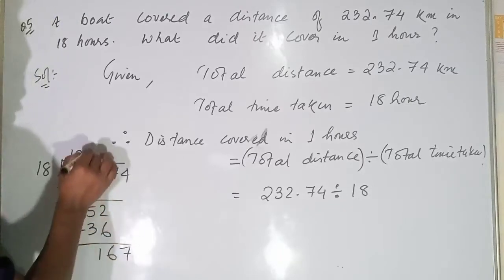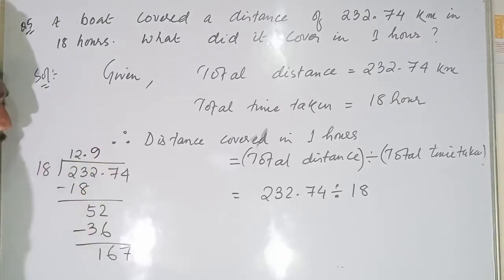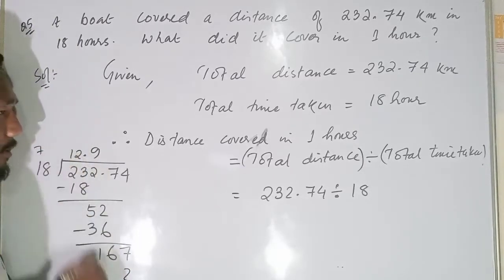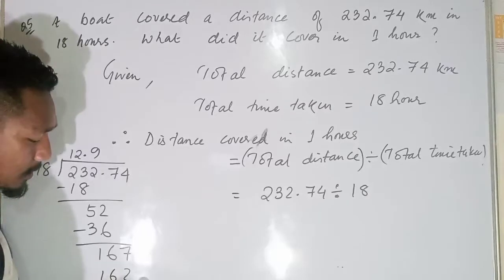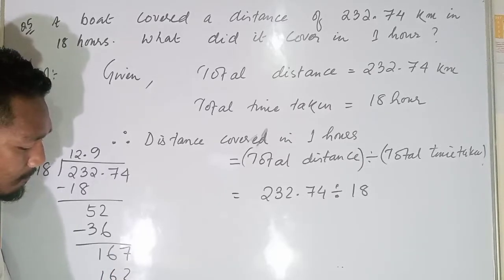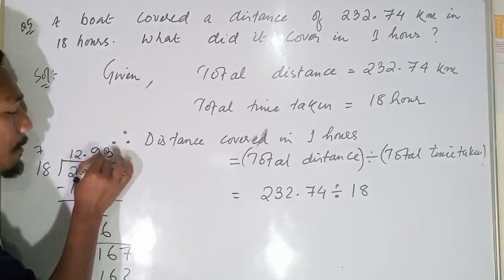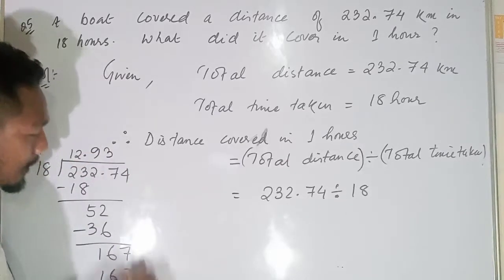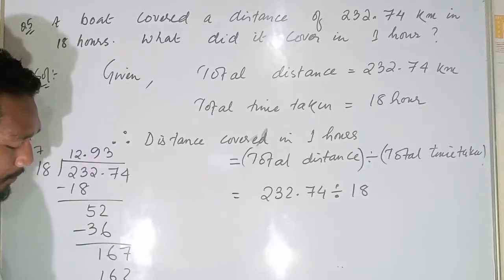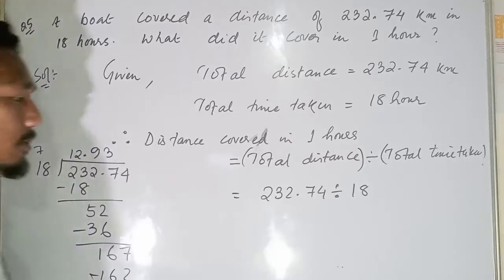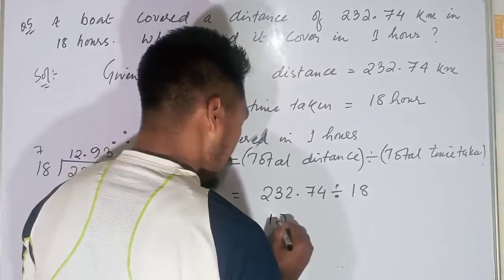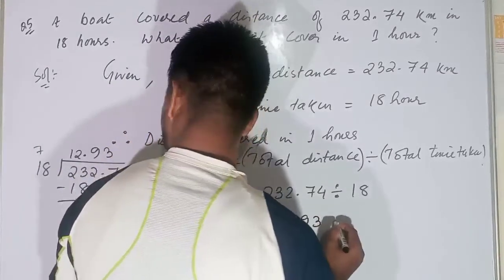18 nines. Okay. 9 8s are 72, 79. 9 ones are 9 plus 7, 16. How much is it? 162. Subtract it, it will become 54. 18 3s are 54. Okay, 8 3s are 24. Subtract it, your answer will become 0 here. Okay, so what is the answer? In 1 hour you have covered 12.93 kilometers.